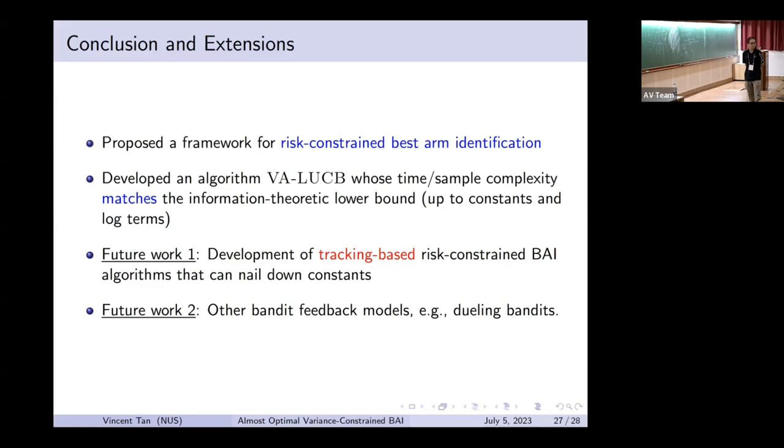So yeah, this brings me to the end of my talk, and hopefully you at least got the model and you at least got some elements of the algorithm and some elements of the analysis of the algorithm. Thank you very much.